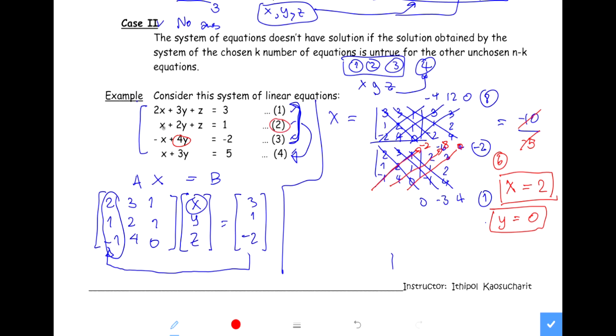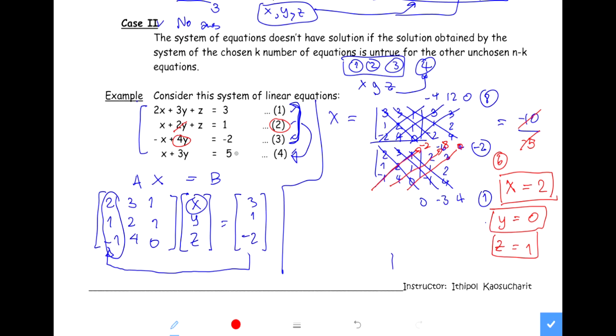X is 2, y is 0. So x is 2, I have 2 there, y is 0. This part is gone, right? So x is 2, like 2 plus z is 1. So my variable z is 1, right? It's gonna be 1. So I go here, right? Z is 1.